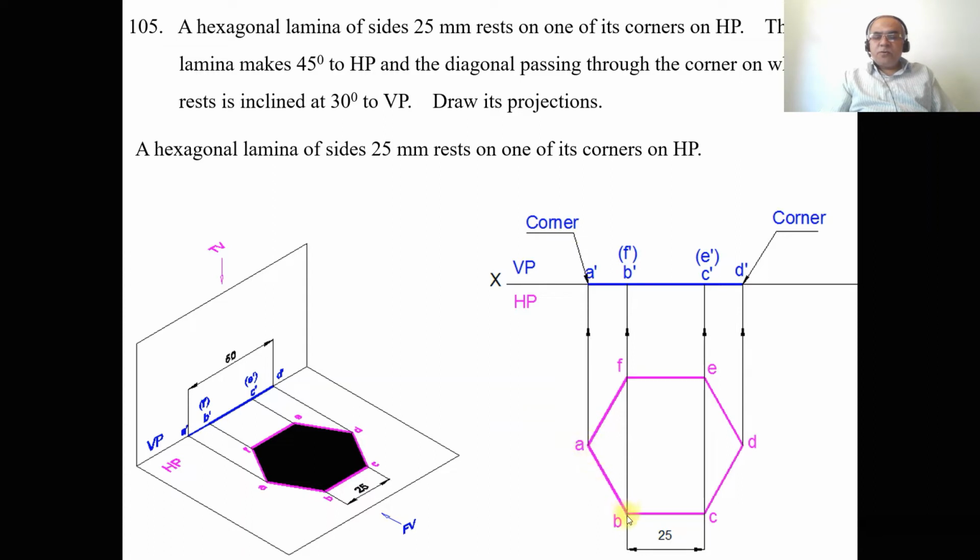In the top view, you're going to have a hexagon of true shape of 25 mm, wherein the surface is parallel to HP. So you're getting the true shape in the horizontal plane. And when you look from the front view, the surface is perpendicular to VP, so that is the reason why you are getting a line in the front view. Here this point is a corner point and here this is also a corner point.